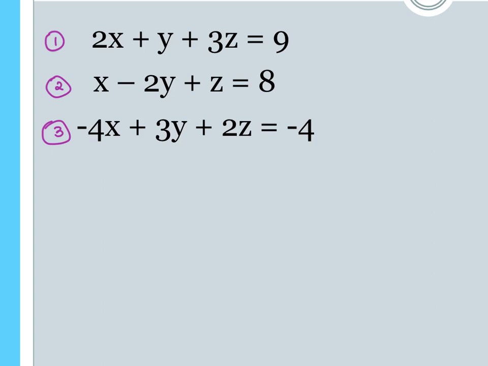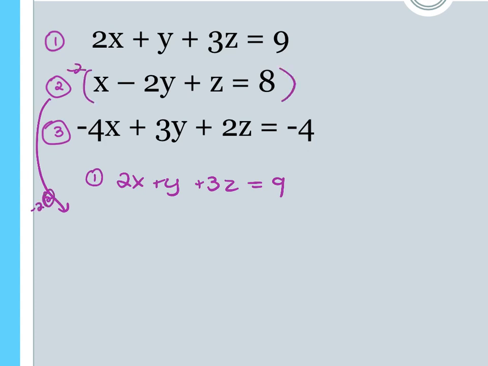Multiply the middle by -2. And add it to what? Top one. Okay, so we're saying take 2 and 1 and multiply the second one by -2. That would work, right? Okay, so let's do that. 1 is going to get left alone: 2x plus y plus 3z would equal 9. The second one, I'm going to multiply by -2. So -2 here would be -2x plus 4y minus 2z equals -16.